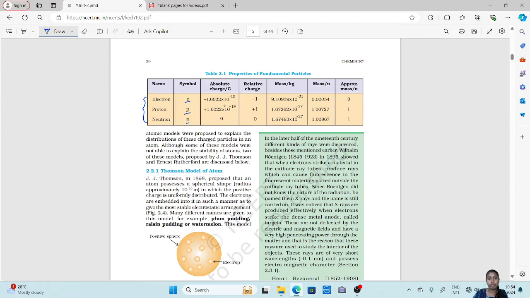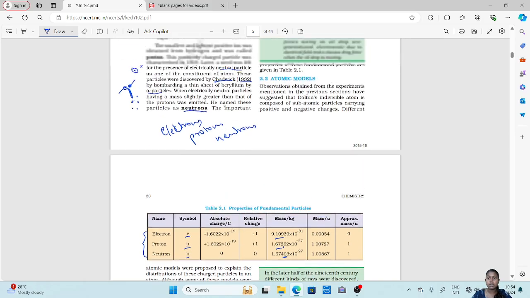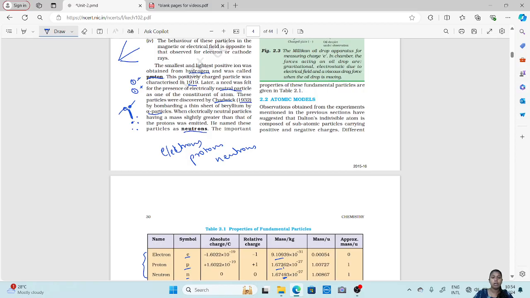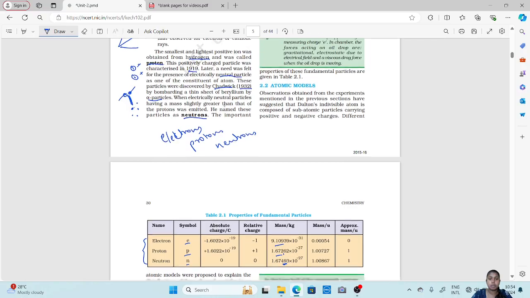Mass or the weight of them, this we have calculated, the weight of the electron. So this is the weight of the proton, and slightly above is the weight of the neutron. You can see here 6262 and here it is 493. So slightly greater is the neutron. Okay. So these are the fundamental properties of electrons, protons and neutrons.